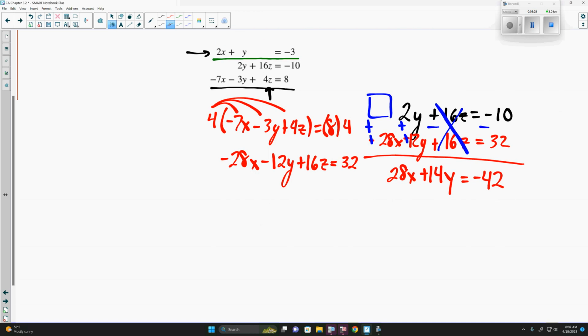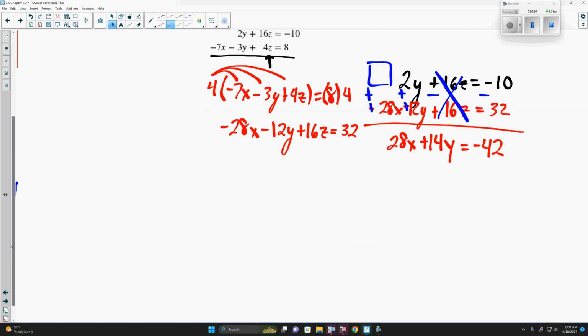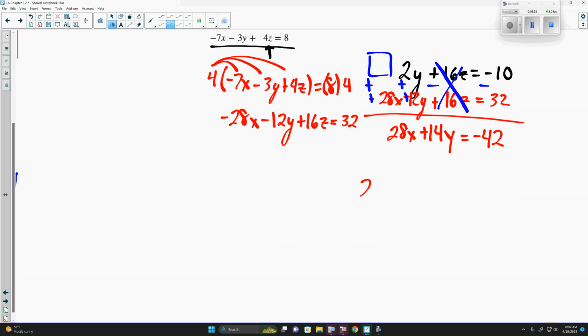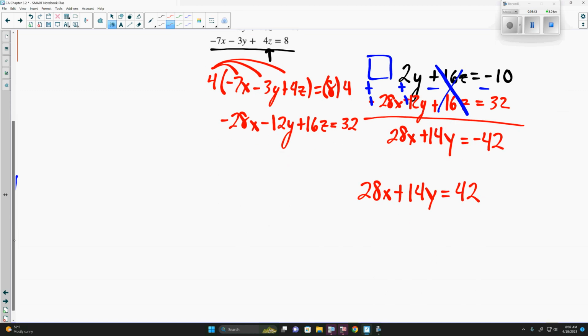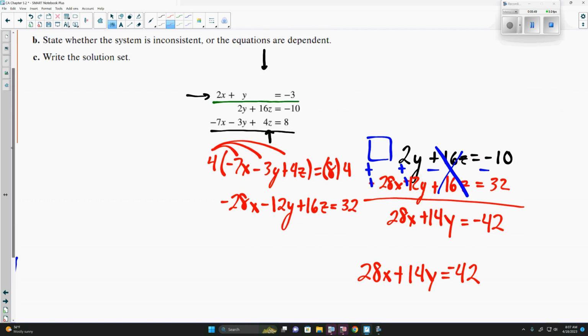Now, if we look at these two, the 28x plus 14y equals negative 42, we don't have to do anything to it. Negative 42, thank you. That would have made a big difference. We don't have to do anything to it because the number in front of our other y is 1. We can turn it into 14. We don't have to do anything to the 14y.